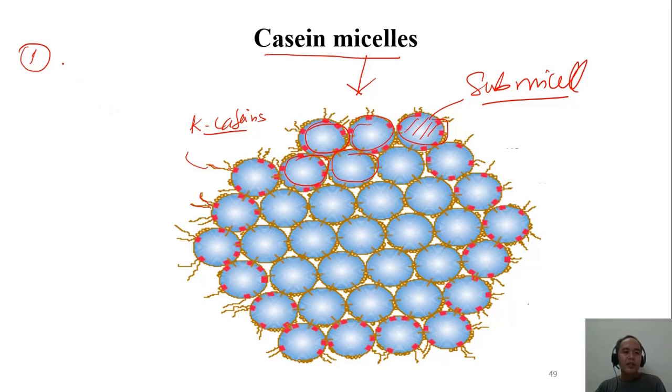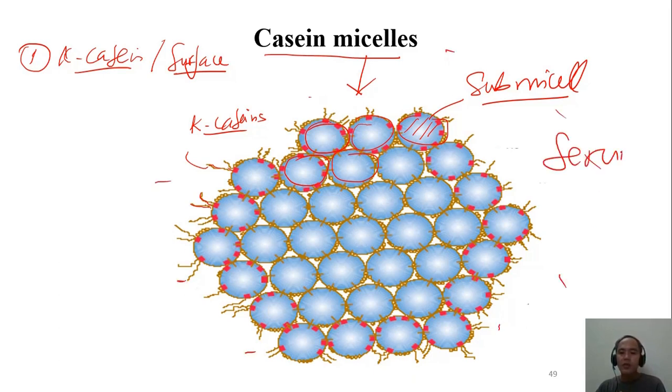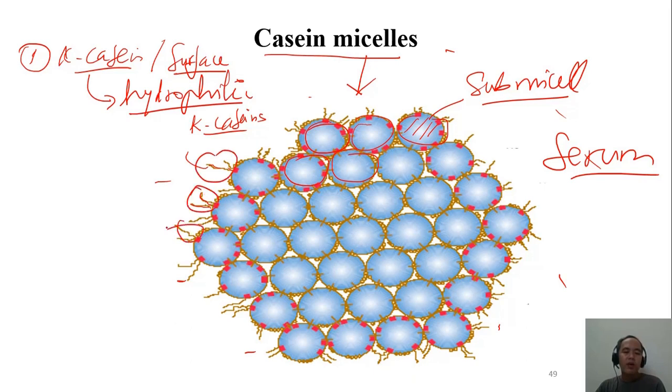But the first point here is, we need to know, kappa-casein is distributed more on the surface of the micelle. Outside, surrounding here, what is that? How do you call it? Serum. Serum is actually what? Aqueous environment, water, a lot of water. So what does that mean? Kappa-casein is on the surface, meaning kappa-casein is hydrophilic. This part of the molecules is hydrophilic. They love water. That is why they can stay on the surface in contact with water.